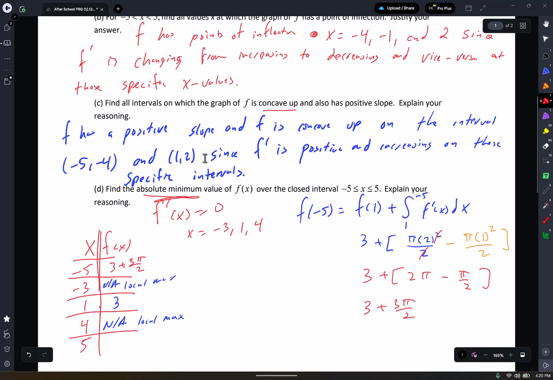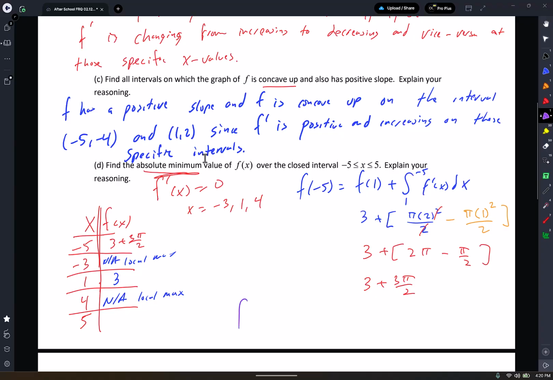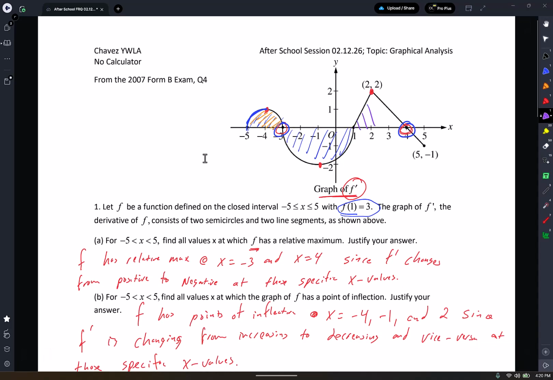All right, you guys ready to do this one over here? All right, so there we go. We got that one and that one. Now I need this one. F of 5 equals f of 1, which is 3, plus the integral from 1 to 5 of f prime of x dx. So here it is, 3 plus bracket. So now I'm finding this from 1. This is a little triangle, a big triangle, and a little triangle.